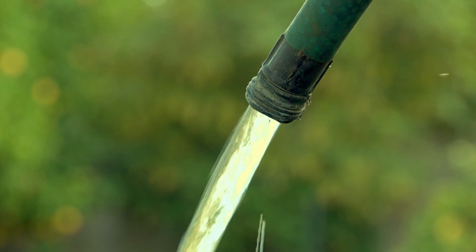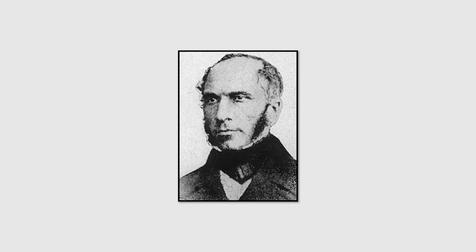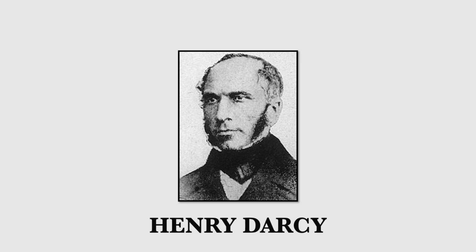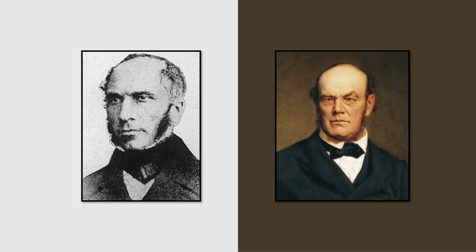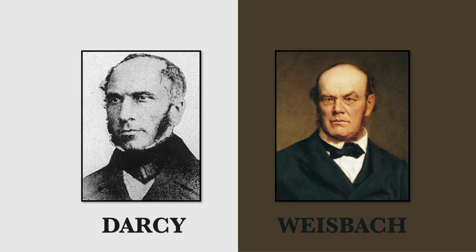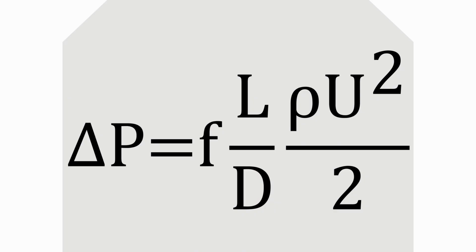This is where our first hero comes in. In the mid 1800s, two engineers, a Frenchman named Henry Darcy and a German named Julius Weisbach, created what we now call the Darcy-Weisbach equation. Its genius isn't just that it works, it's how it simplifies the problem. It brilliantly separates the problem into three logical parts.